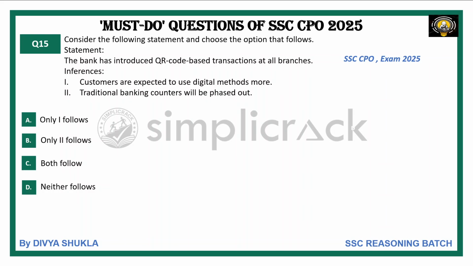Consider the following statement and choose the option that follows. The bank has introduced QR based transaction at all branches. Inference: customers are expected to use digital methods more. Traditional banking counters will be phased out. Okay. So we are given the statement that the bank has introduced QR based transaction at all branches. That means if it is introducing QR based transaction, it is a part of a digital method. And the bank works according to the customer, according to the region, that means customers are expected to use digital methods more. This is correct. Then only the bank is introducing this.